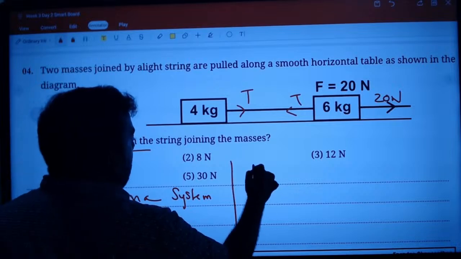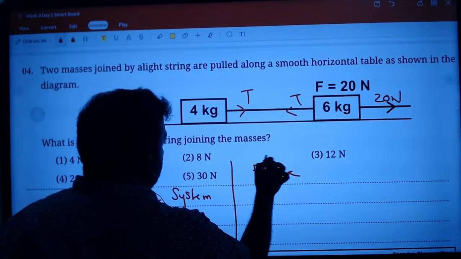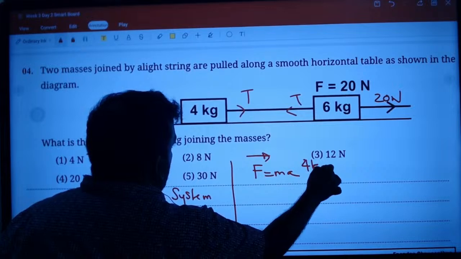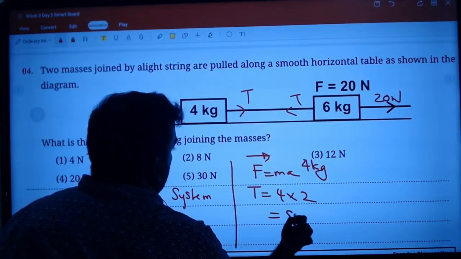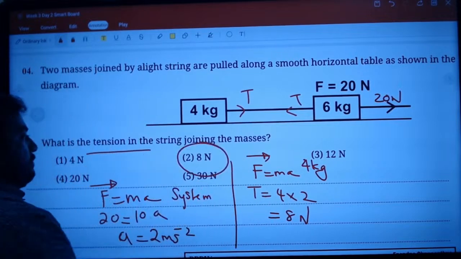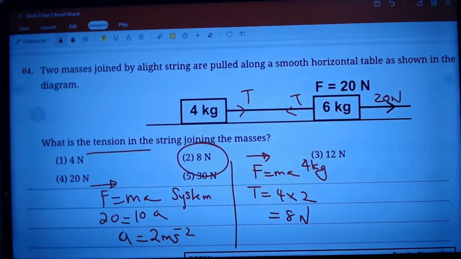Now I can apply F equals ma for the 4 kilogram. Tension is equal to 4 times acceleration 2. Tension is 8 Newton, answer number 2.